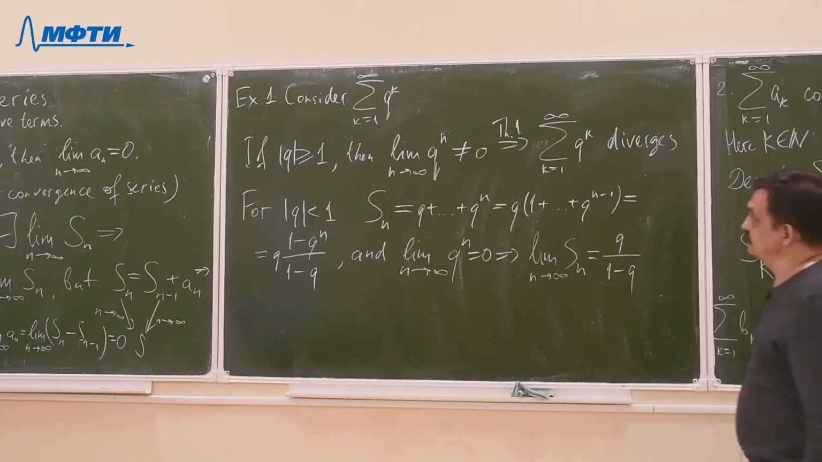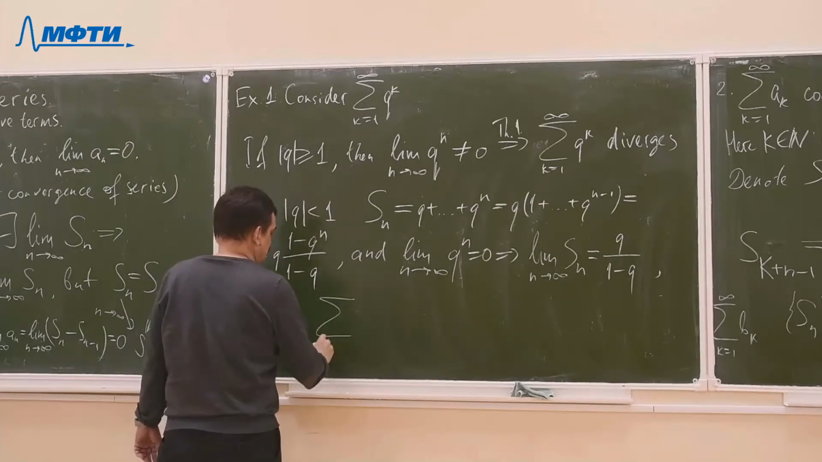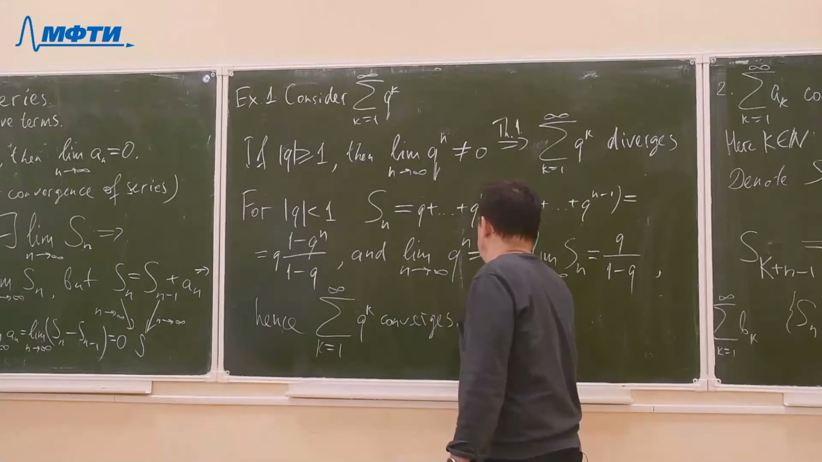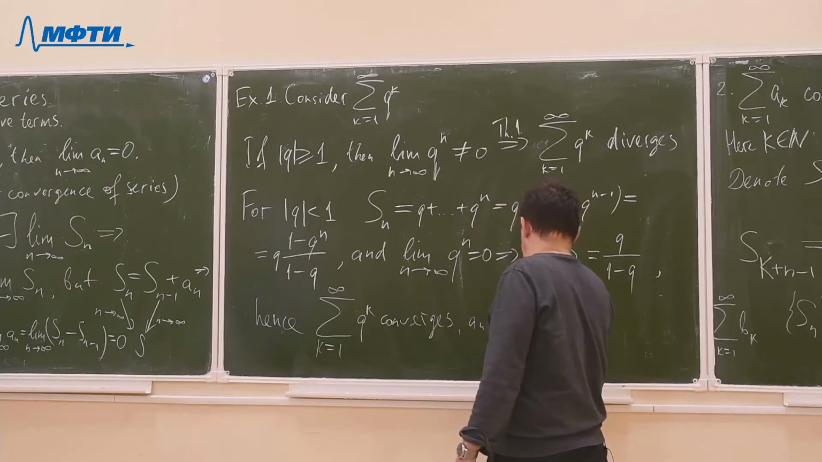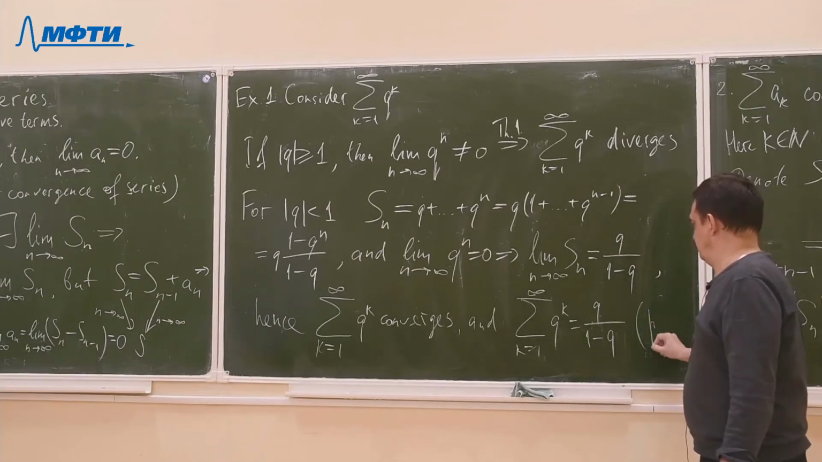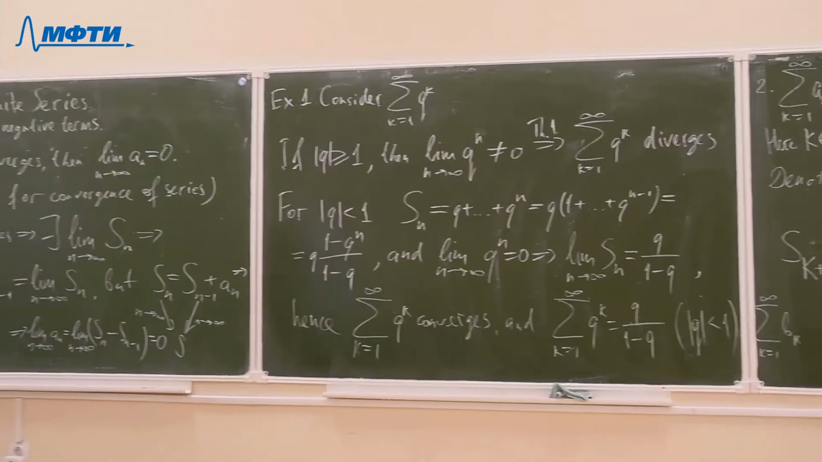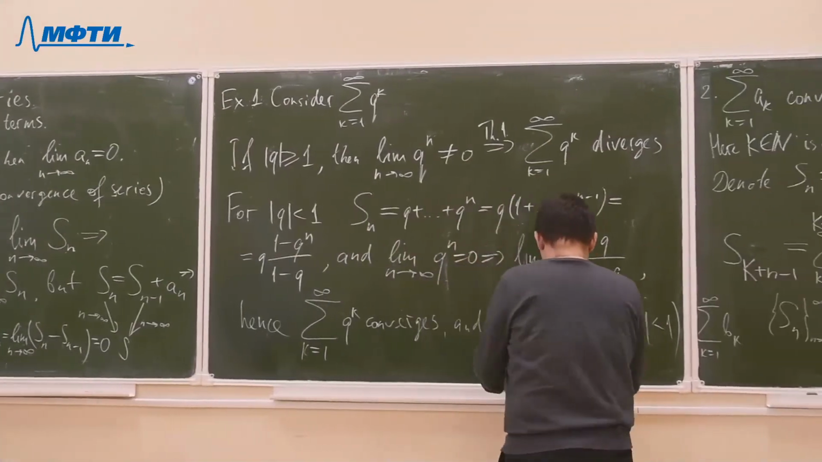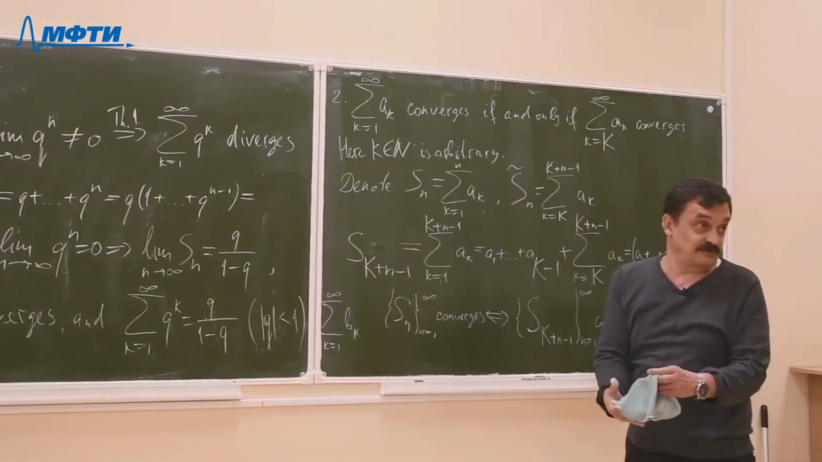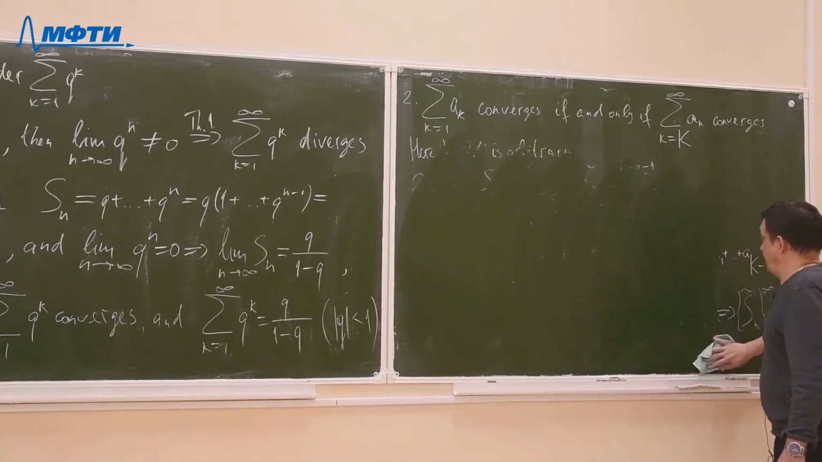So it means that our series converges and its sum is equal to q over 1 minus q. So let me recall once again that is valid for q less than 1 in modulus. Okay. So that is called the sum of an infinite geometric progression, right? And I guess you are familiar with it, without the general notion of series.